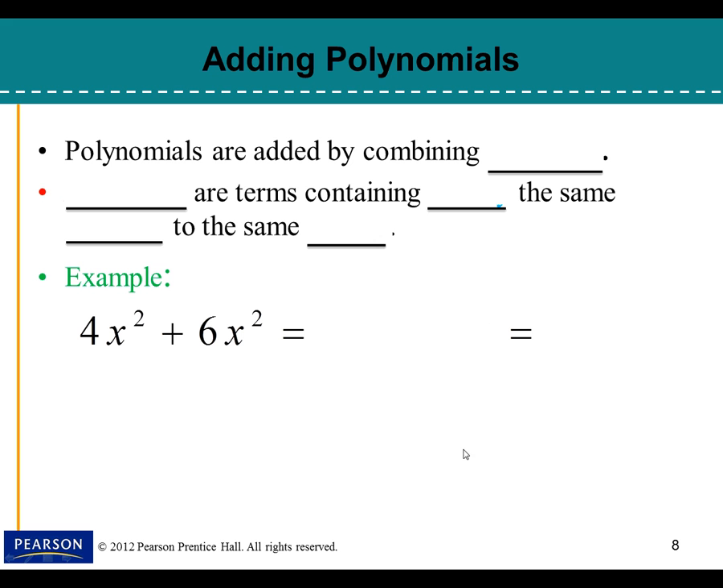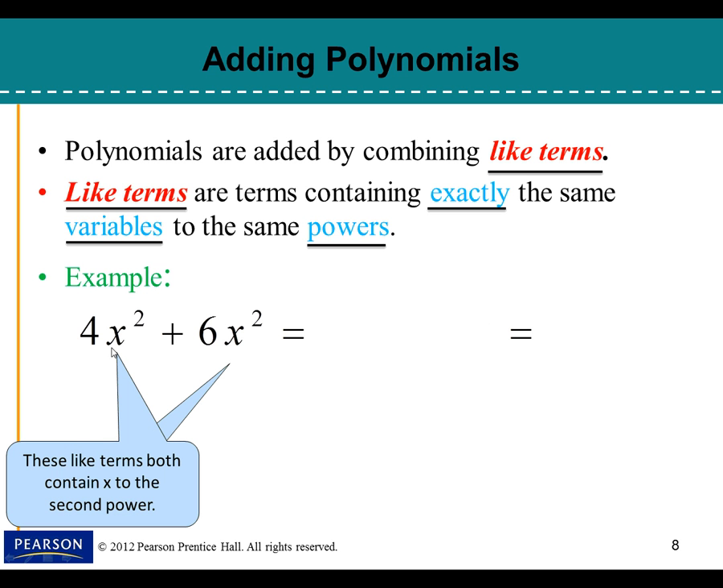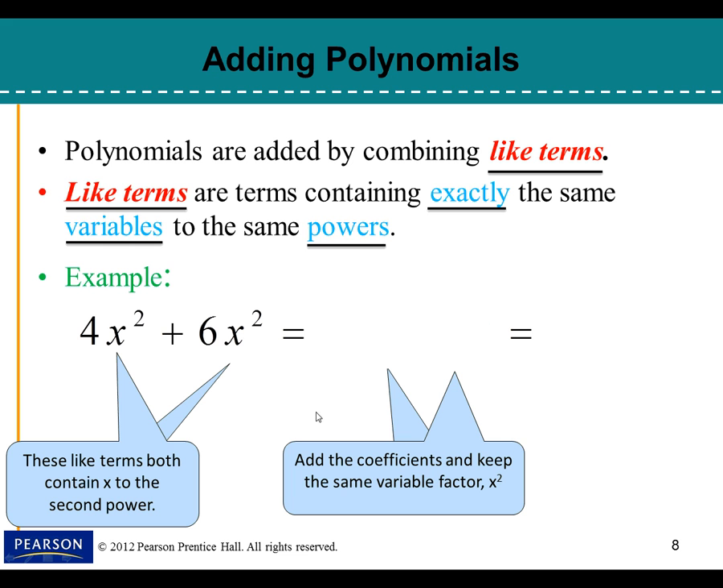So to add polynomials, we have to combine what we call like terms. And the like terms are terms that contain exactly the same variables to the same powers. So if you look at 4x squared plus 6x squared, then these two terms have exactly the same powers, exactly the same variables. And so when you combine them, you want to think about just combining your coefficients. So they write it like this. So you're thinking of 4 plus 6. The x squared is not going to change, and my answer is going to be 10x squared.